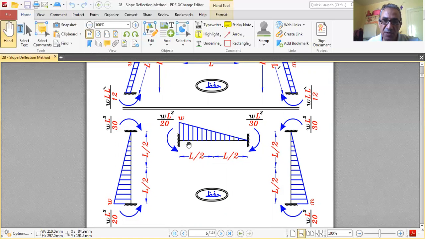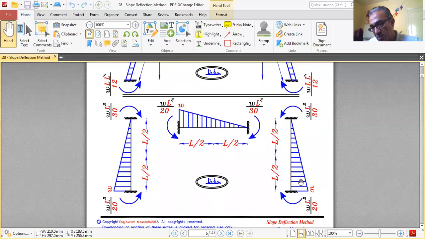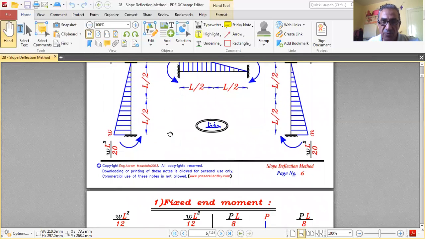So this one close to the higher intensity of the load gets a bigger portion, gets a bigger moment, and the one far from it gets smaller moment. Over here, the load is like this with the intensity W on the right. So here is WL squared over 20, the bigger portion, and away from it, at the zero distribution, WL squared over 30. Here we have W down below. So moment close to W is WL squared over 20, the bigger value. Moment away from W is WL squared over 30, the smaller value.